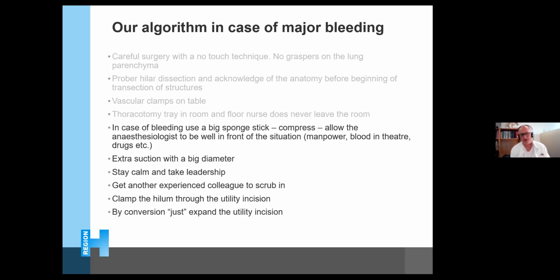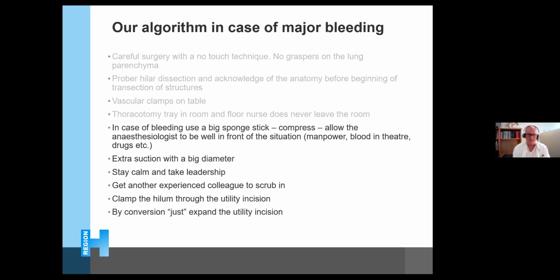And you should be aware that you as a surgeon are the most important person there, and you should stay calm and take leadership and control of the situation. If you panic as a surgeon, everybody will panic and it will end up in a disaster. Do not be afraid of calling in an experienced colleague. So you're two senior surgeons doing the case together and you can help one another.